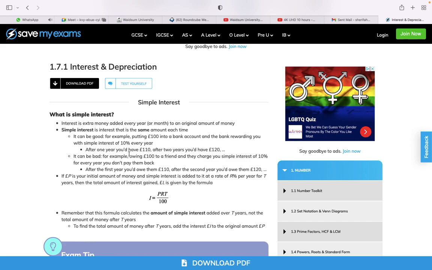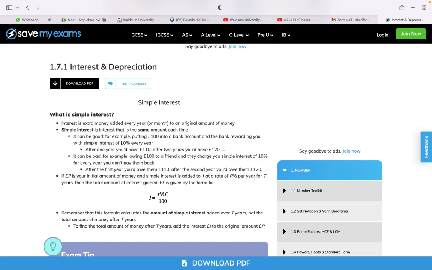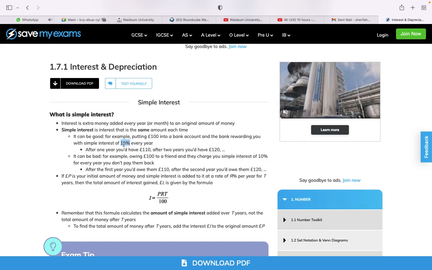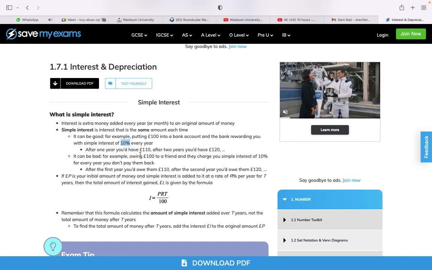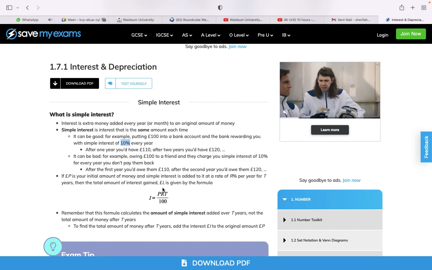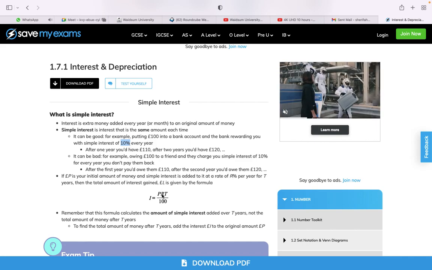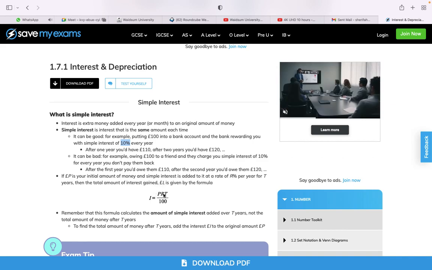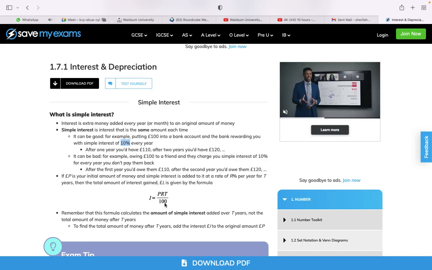So what it means is that before we can calculate simple interest, we must know the rate with which the bank is going to charge you when you borrow money from them. Let's say you take £100 from a bank, then the bank will tell you the rate with which they will charge you the interest. This rate is in percentage, so this rate is over 100. This 10% means 10 over 100. We're going to write the 10 over 100 here.